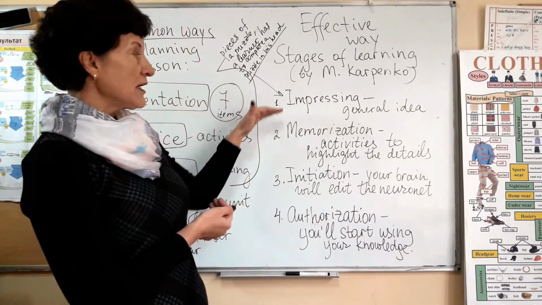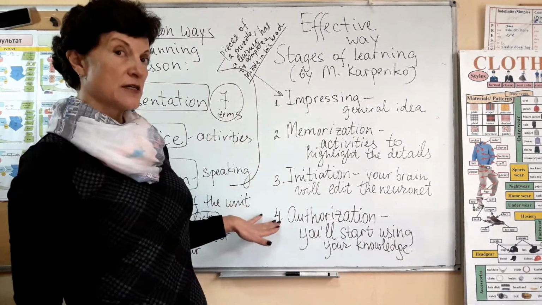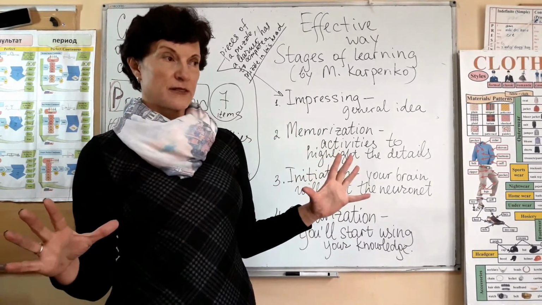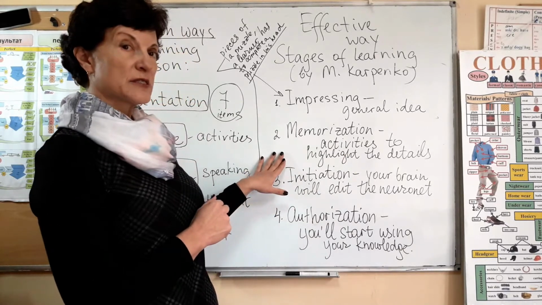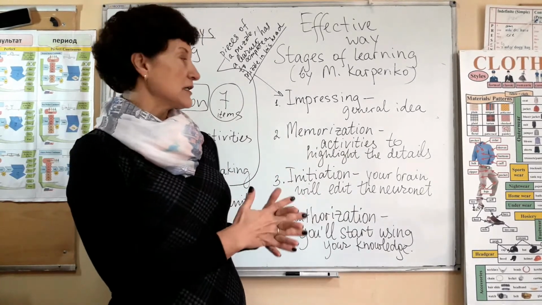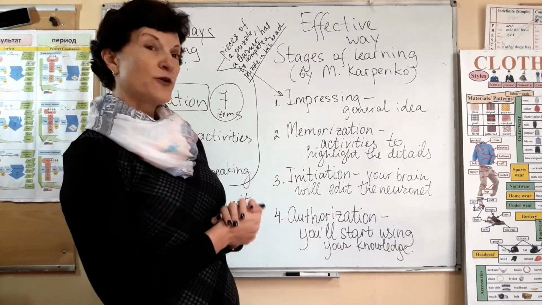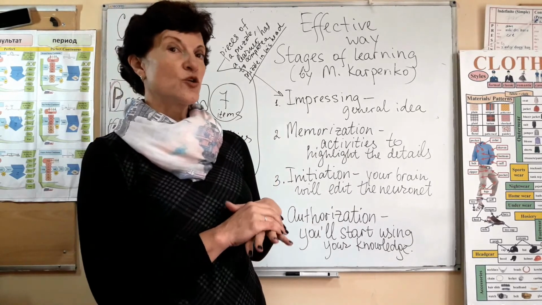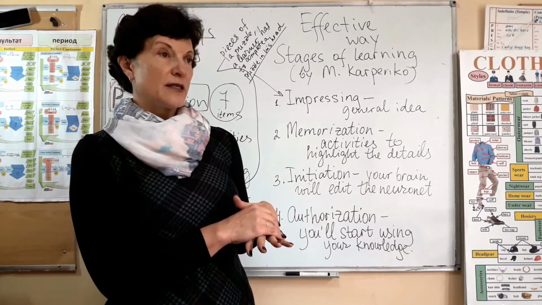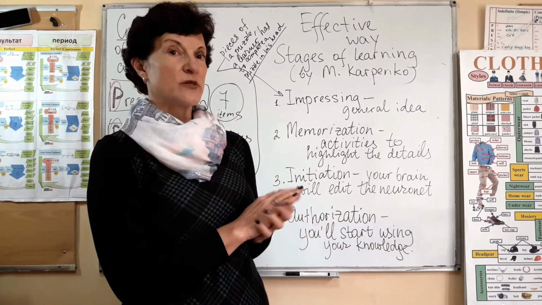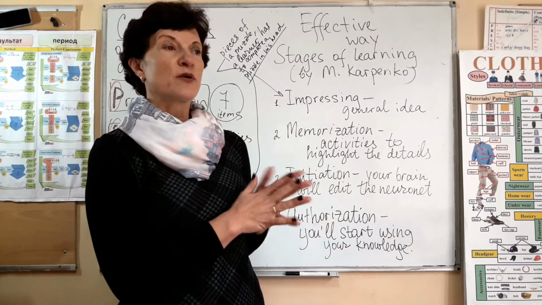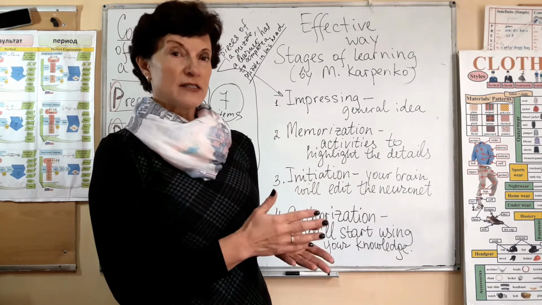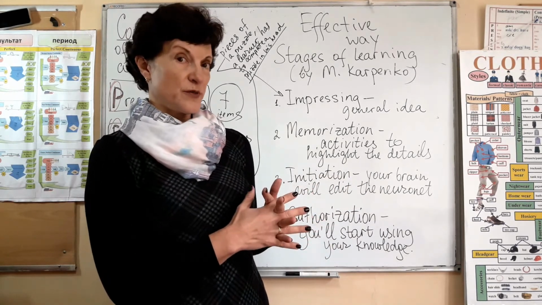They are impressing, memorization, initiation, and authorization. At the impressing stage, you just get the general idea of something. Then the memorization stage comes, and it takes certain time to remember what you have to remember. And there will be activities with which you will start to understand the details better. If we go back to the analogy with the city, to remember where the shops are and where certain plants grow and where you can rest, you do have to have some experience.